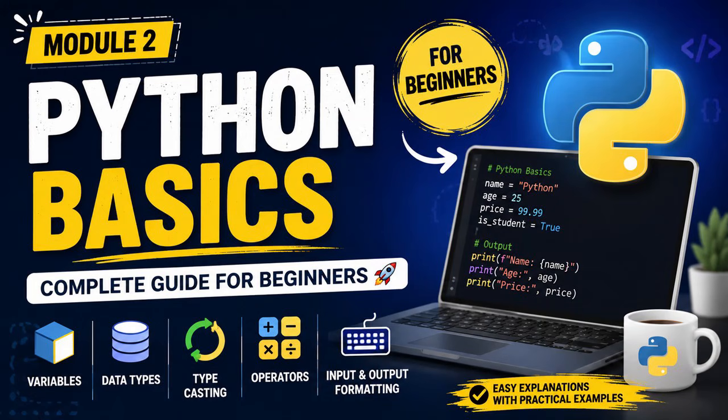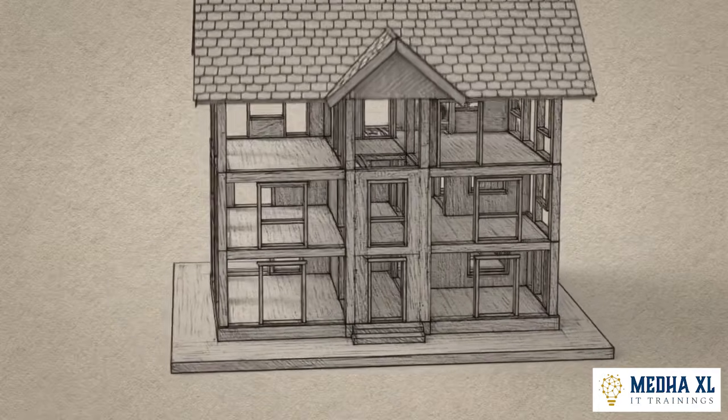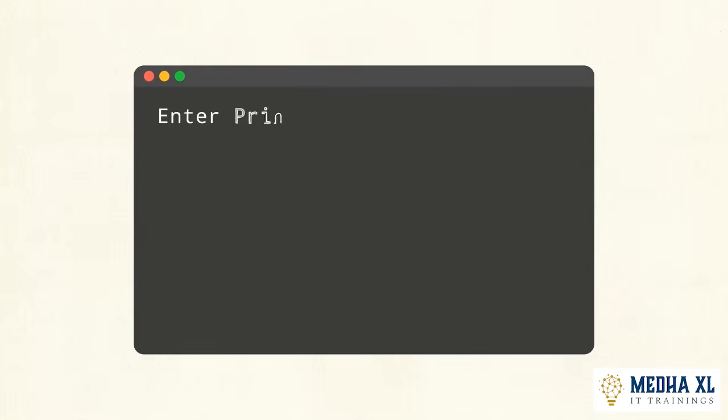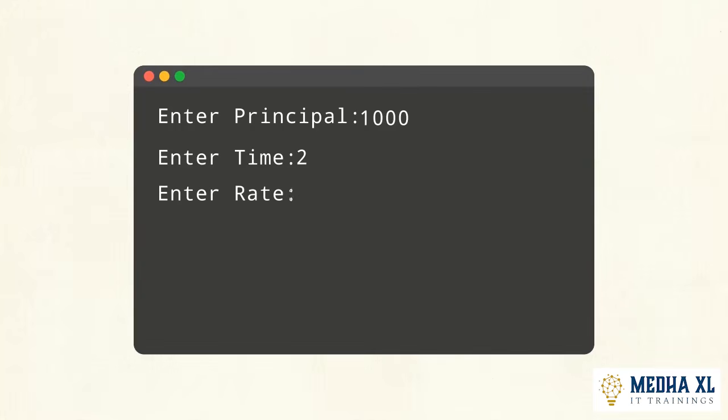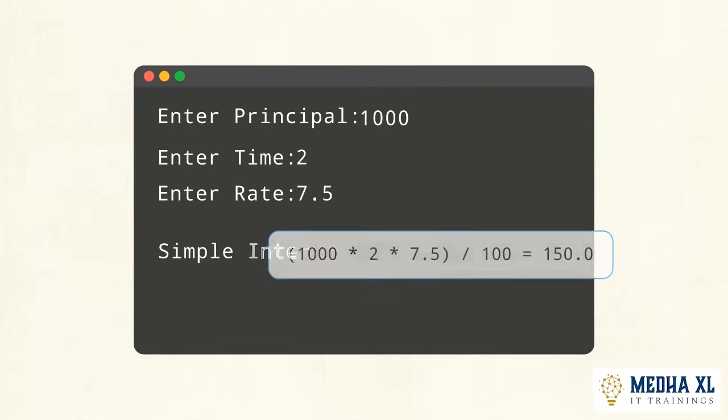Learning to code by reading syntax is like building a house by staring at blueprints. You need to pick up the tools and start assembling. Today, we'll build a simple interest calculator. It takes financial inputs, calculates them, and returns an accurate sentence.